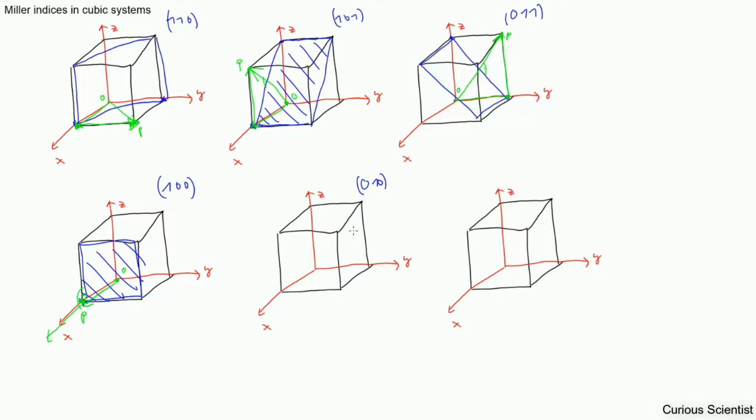So 1, 0, 1 is basically 0, 1, 0. So this is 0, this is 1, and this is 0 again. So we just draw it like this, and then just to show the other direction, 0, 0, 1. So 0 in this direction, 0 in this direction, and 1 in this direction. And you can use other examples just to practice and find the planes.